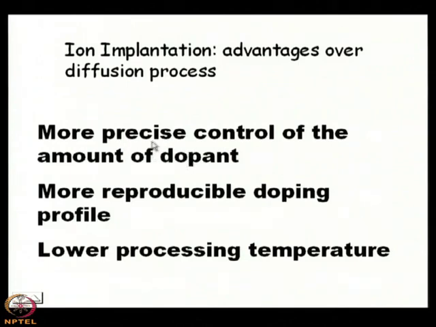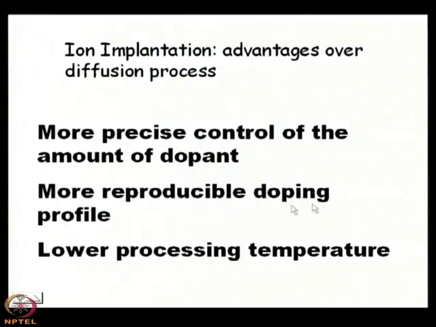Control is very precise in this case, because you can measure the beam current. This dose, or the amount of dopant, can be controlled by the beam current. Okay? One parameter is there, known as the beam current, and using it you can control the dose very precisely. Using a mathematical problem, I shall show you how the beam current is measured and how it is related to the dose.